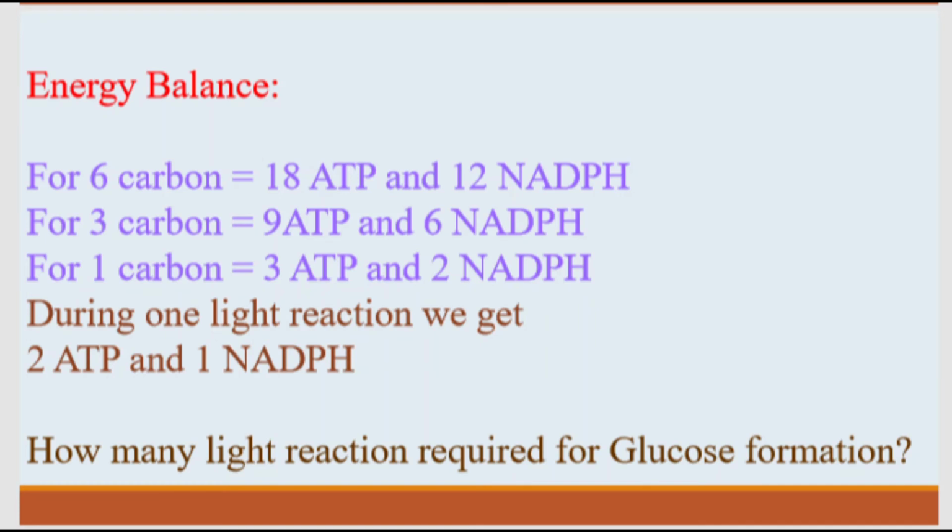So the energy balance is, for a 3 carbon compound, 9 ATP and 6 NADPH, and then for a 6 carbon compound, we require 18 ATPs and 12 NADPH. During one light reaction we get only 2 ATPs and 1 NADPH. So how many light dependent reactions are required for one dark reaction, or how much energy is required for the formation of one glucose molecule?